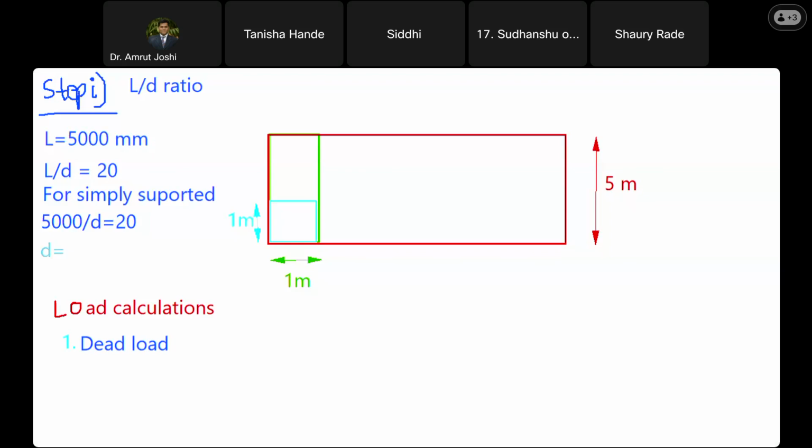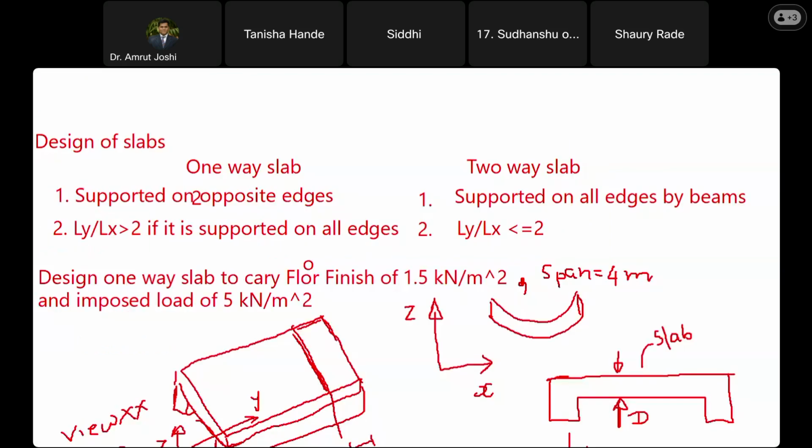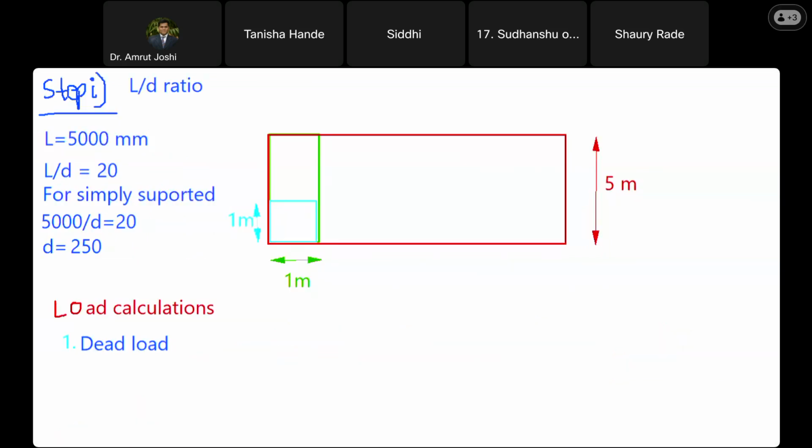Yes, but it is 250. 250. Is it? Yes, sir. Let me look at the problem statement. One minute. What was the span? Oh, the span is not 5 meters. The span is 4 meter. I think I made a mistake there. So this is not 5 meter. One minute. This is 4 meter.